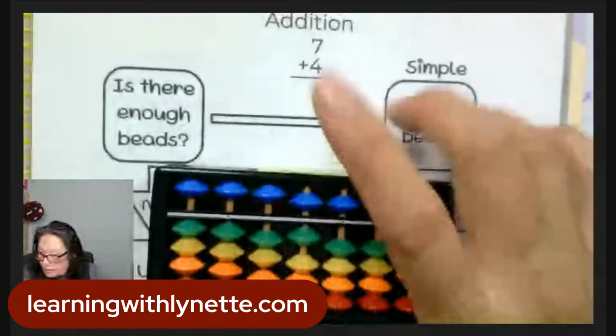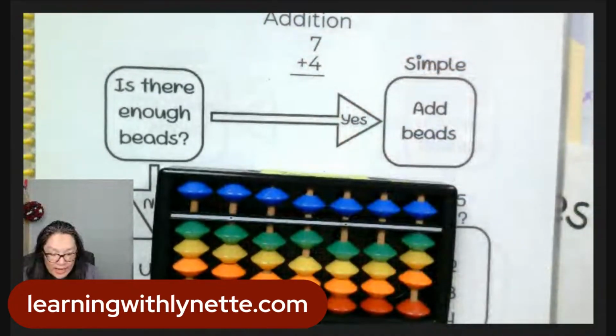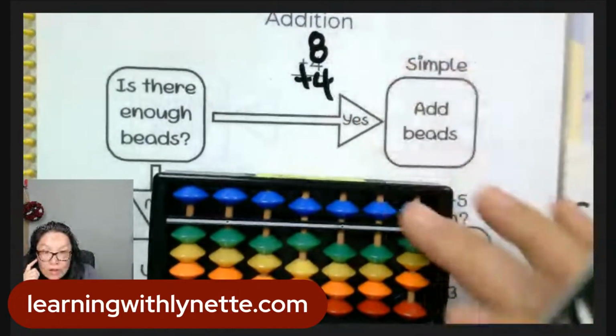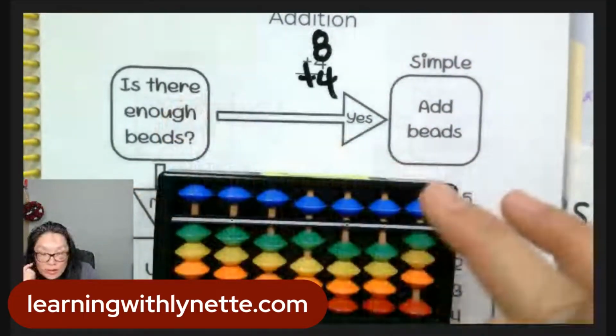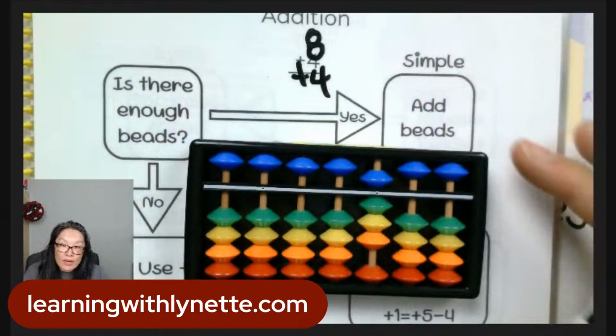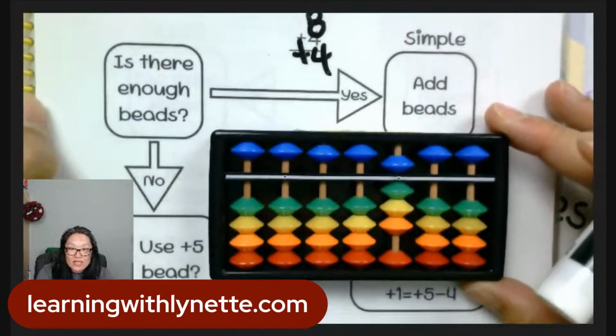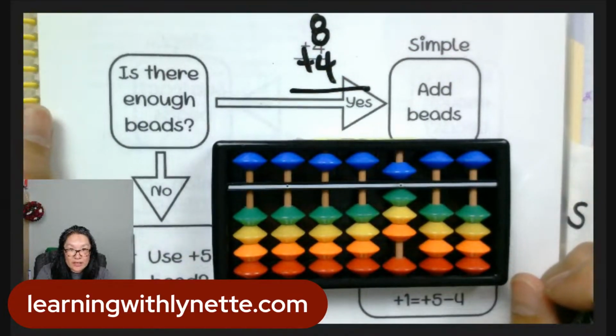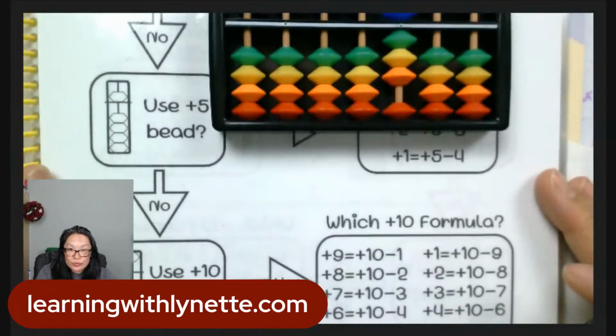So when we do 8 plus 4, we're going to have to remember how to make a 5. So let's start with our question. 8 plus 4. Now I have 8 on my abacus. My question is, do I have enough beads to add the 4? No, I don't have enough beads to add the 4. What do I do?